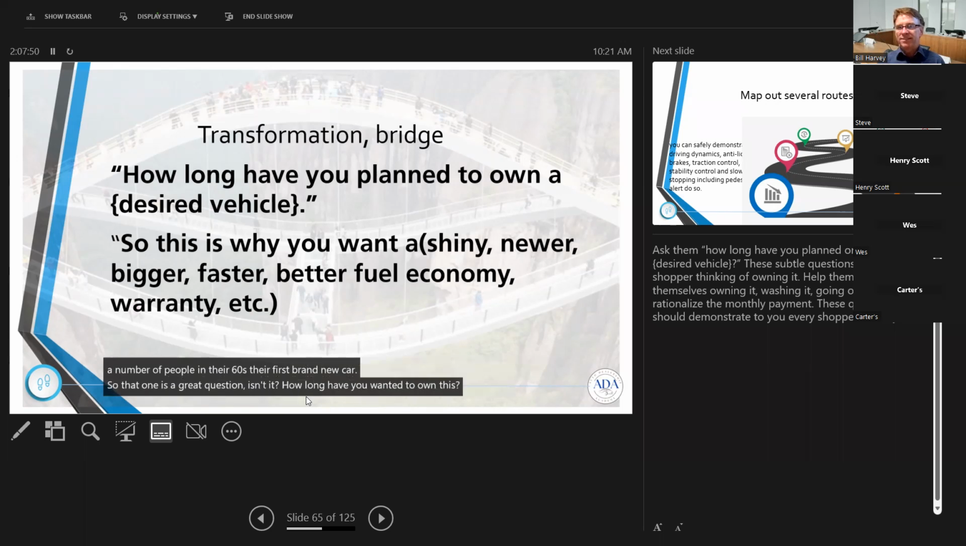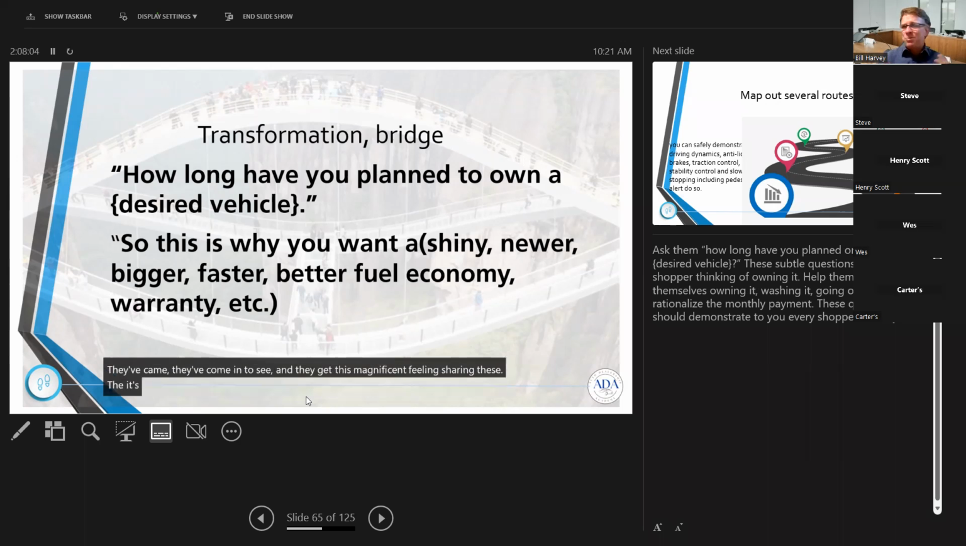These subtle questions go deep to the customer's subconscious of owning this automobile they've come in to see. And they get this magnificent feeling sharing it. It's not really intimate details, but they are intimate details, right? Because it's not plastered across their forehead and they didn't hold up a sign for you. But these subtle questions of ownership help them see themselves owning it, washing it, going on vacation, rationalizing double the monthly payment that they're normally used to. These questions should demonstrate to you every shopper is a buyer.